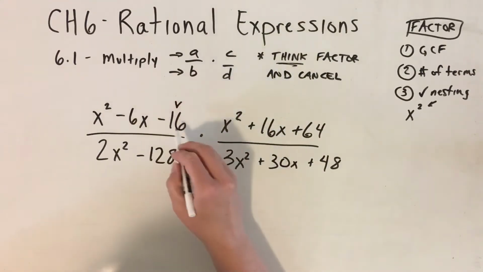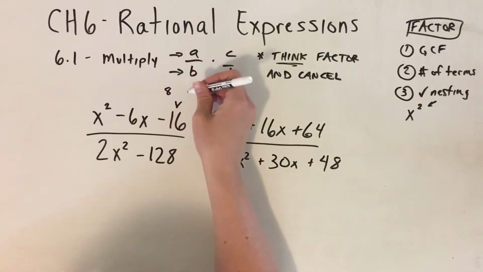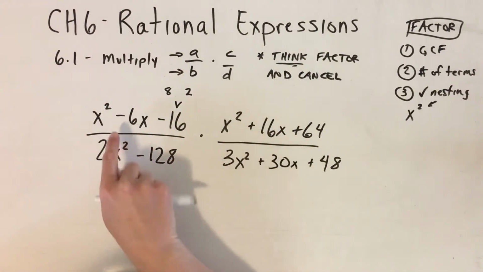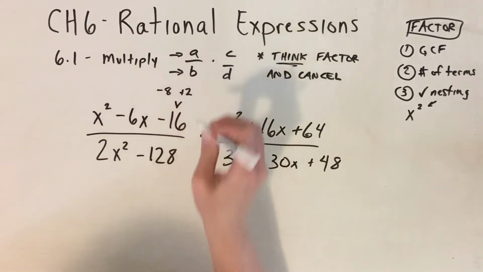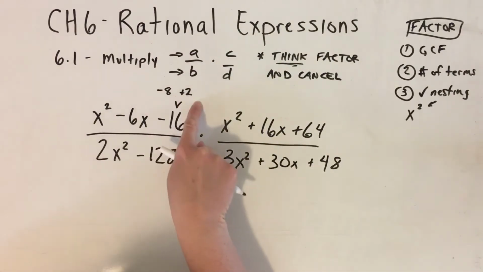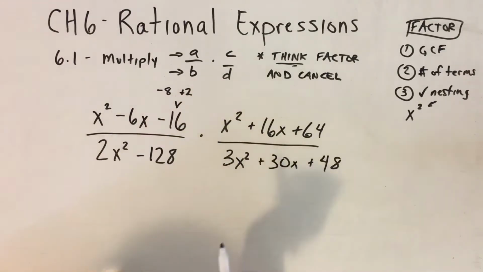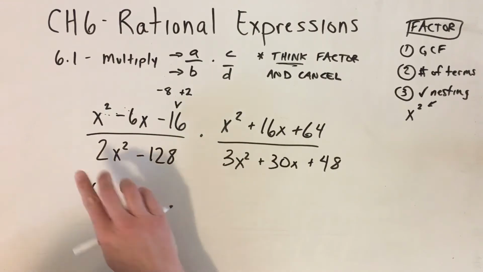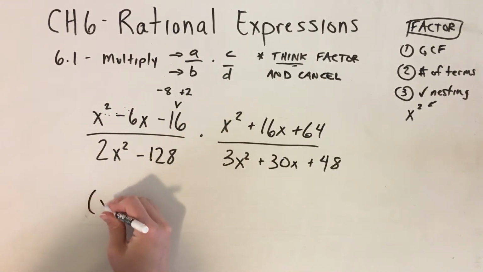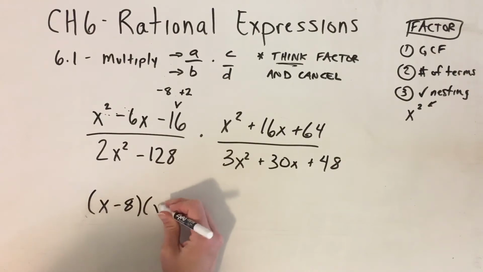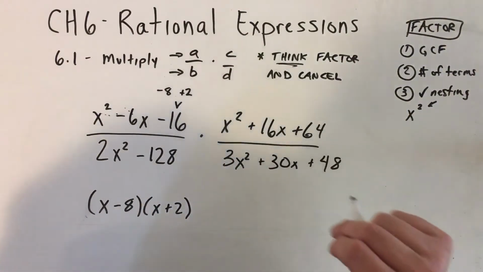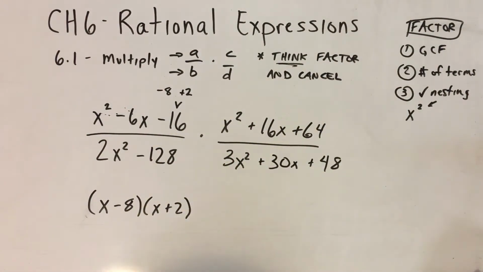Hippobutz says we're going to factor this last number. The factors are 8 and 2, but I need 1 to be negative and 1 to be positive. I'm going to need a negative 8 and a positive 2, because negative 8 times a positive 2 is negative 16, and negative 8 plus 2 is a negative 6. So these make factors here of x minus 8, x plus 2. So that's the top.